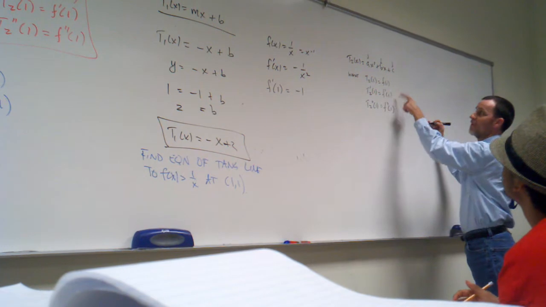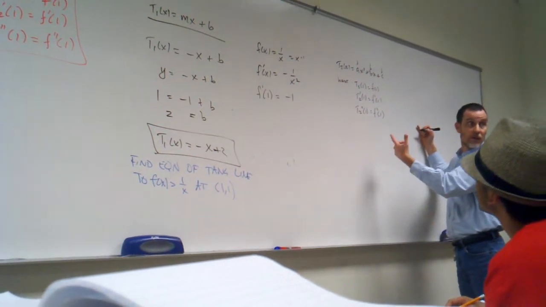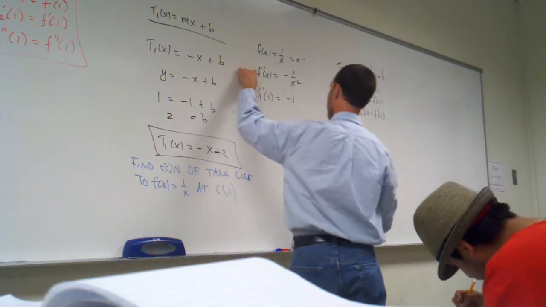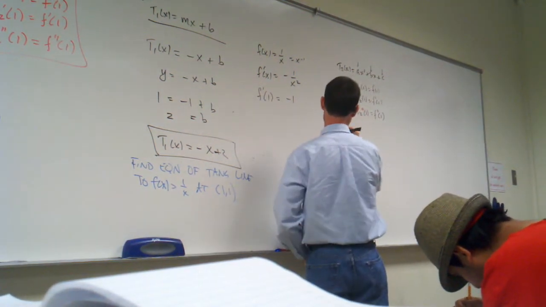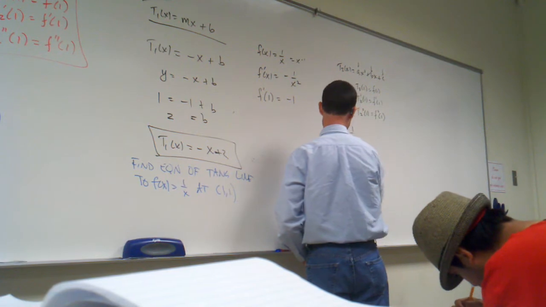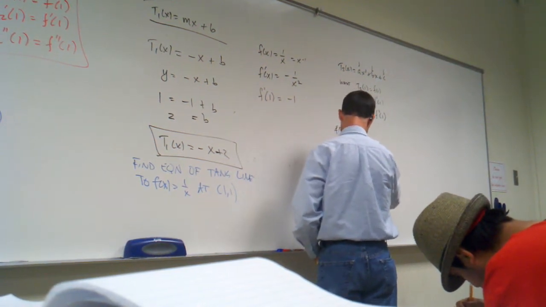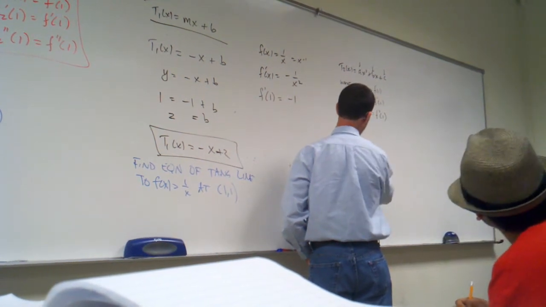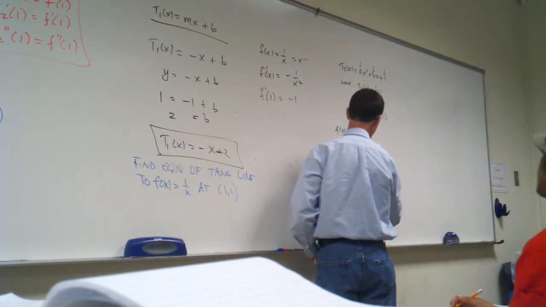So I need f prime and f double prime, right? Well, we have f prime over here. So f of x was 1 over x. So f prime of x was negative 1 over x squared. So f double prime of x was negative x to the negative 2, so negative 2 over x cubed.